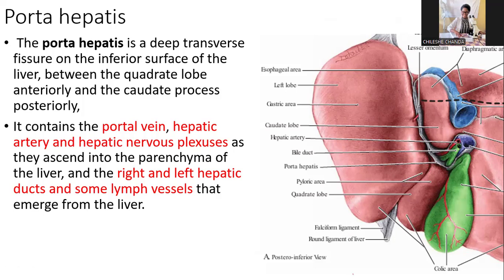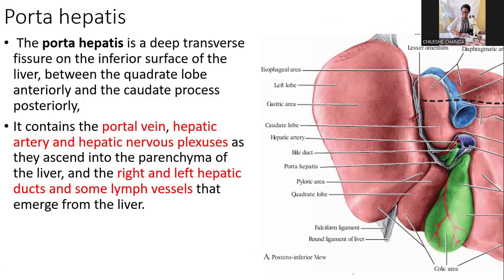Now, there is a portion of the liver known as the porta hepatis. The porta hepatis is a deep transverse fissure. A fissure is like a furrow. This one is situated in the inferior aspect of the liver between the quadrate lobe. Remember, we said the quadrate lobe is this one, which is at the bottom, between the gallbladder and the left lobe of the liver. That one has 4 sides, so it is known as quadrate lobe.